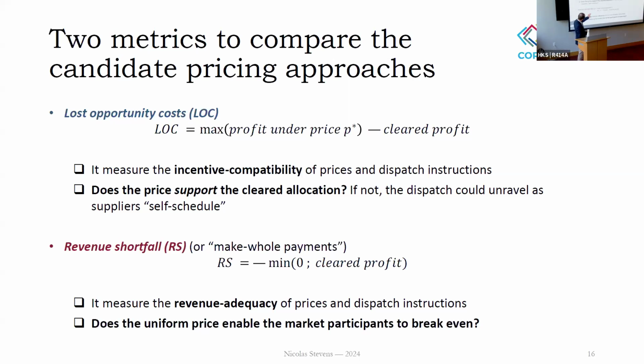One way I think we should view this revenue shortfall is as a particular type of lost opportunity, right? The lost opportunity is, I would like to self-schedule at zero. The guys that are losing money in the auction, what they would simply like to do is to exit the market. So these are the two concepts that I think emerge when we analyze an example like the previous one.